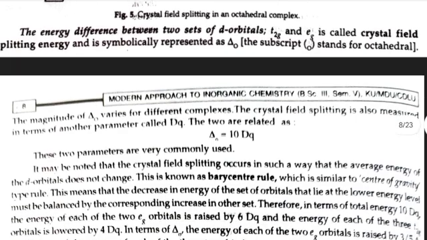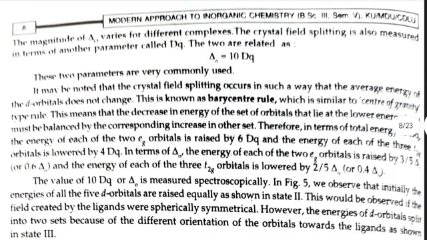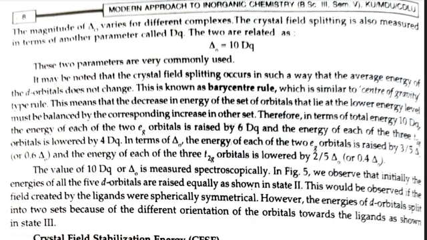These two parameters are very commonly used. It may be noted that the crystal field splitting occurs in such a way that the average energy of the d orbitals does not change. This is known as the barycenter rule, which is similar to a center of gravity type rule. This means that the decrease in energy of the set of orbitals that lie at the lower energy level must be balanced by the corresponding increase in energy of the other set. Therefore, in terms of the total energy 10 Dq, the energy of each of the two eg orbitals is raised by 6 Dq and the energy of each of the three t2g orbitals is lowered by 4 Dq.